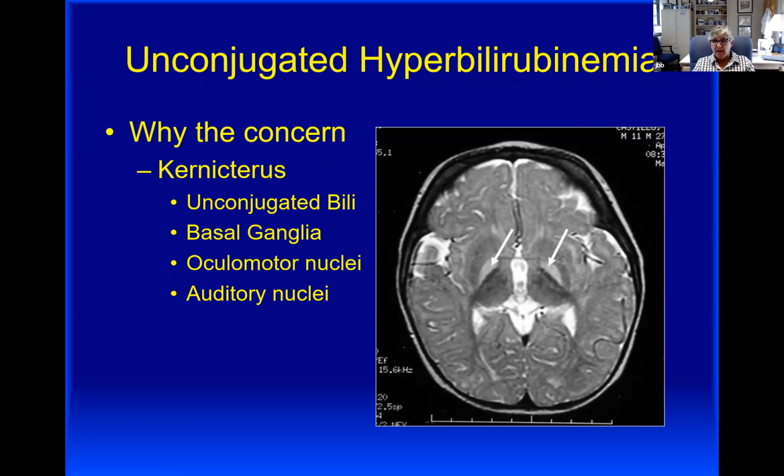Kernicterus, the only case I've ever seen was in our clinic many years ago. It was one of our residents' continuity clinic patients. So that's the only time I've seen it, but it does occur. And we don't see it as much now because we're all treating it and being very aggressive following our algorithms. But it is a problem with unconjugated bilirubin collecting in the brain, primarily around the basal ganglia, the oculomotor nuclei, and the auditory nuclei. So you can see it there in the pictures.